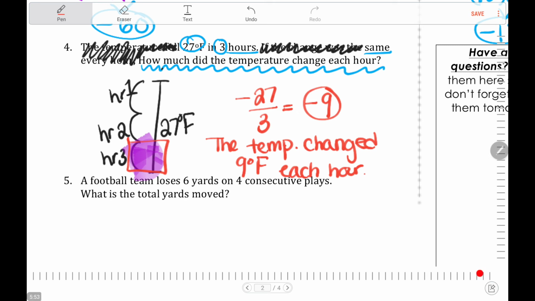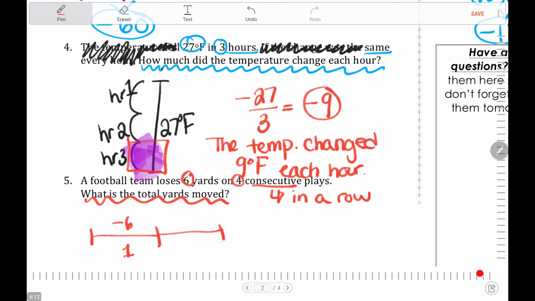A football team loses 6 yards on 4 consecutive plays. The word consecutive just means in a row. What is the total yards they moved? Okay, so for the first play, play 1, they lost 6. Play 2, they lost 6 more. Play 3, 6 more again. Play 4, 6 more again.